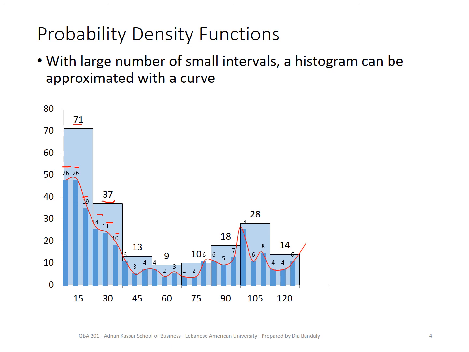So imagine that I even decreased further the width of every rectangle. The curve will be more and more elaborate, right? So this is what we are saying: when we have a very large number of small intervals, the histogram will look like a curve, and we're going to use this curve a lot. This will be our first introduction to the probability density function.